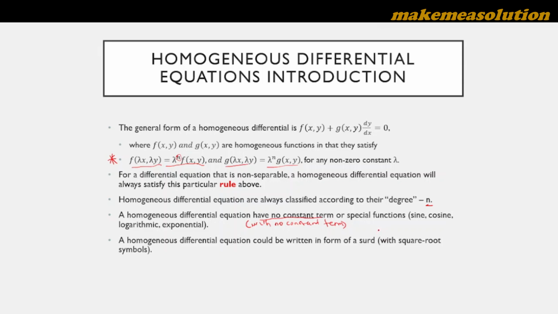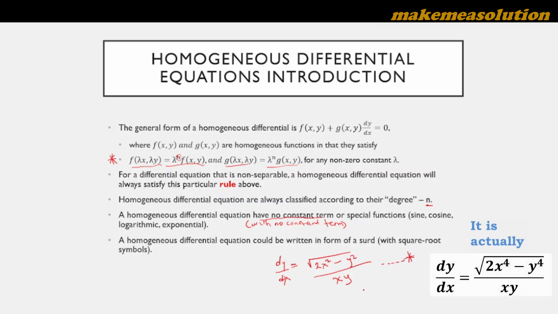Now, a homogeneous differential equation could be written in form of a surd, that means with square root symbols. As far as I know, we can write a homogeneous differential equation with square root symbols. To demonstrate what this looks like, assume I gave you something like this: dy dx is equal to the square root of 2x squared minus y squared over xy. We'll discover later, and I'll let you prove on your own, that something like this is actually a homogeneous differential equation. So maybe later on we'll solve something like this, so anticipate knowing how to solve it. Let's go on to say more about homogeneous differential equations.